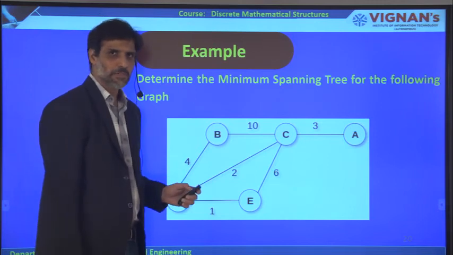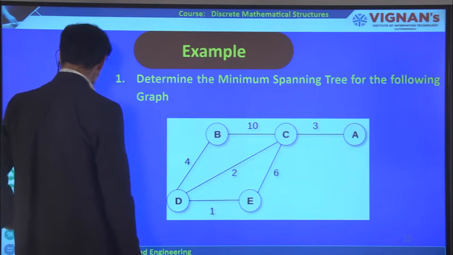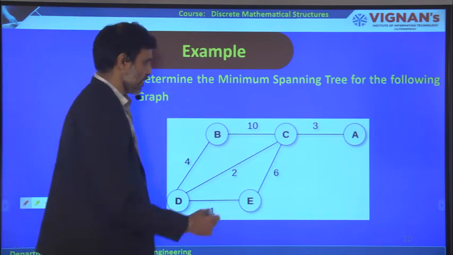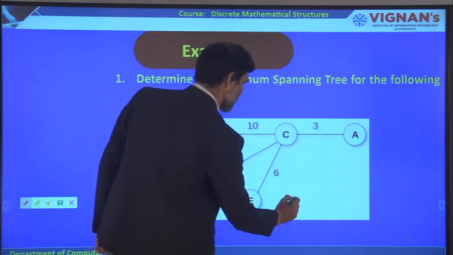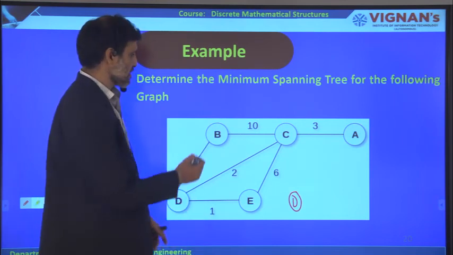how we get the minimum spanning tree with this algorithm quickly. So how do we get the minimum spanning tree with this algorithm for this given graph? So I am going to do it here. You can start with D. You can start with any vertex. You can start with B.